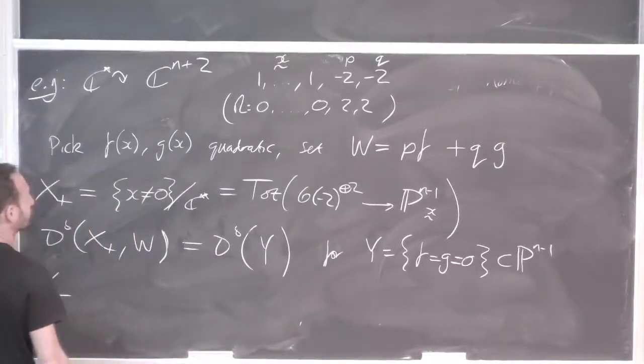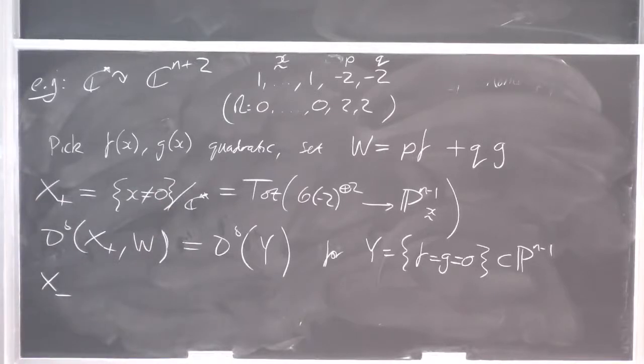What about the other quotient? This is where some of you will begin to hate me. Let me take out the locus where p and q equals 0.